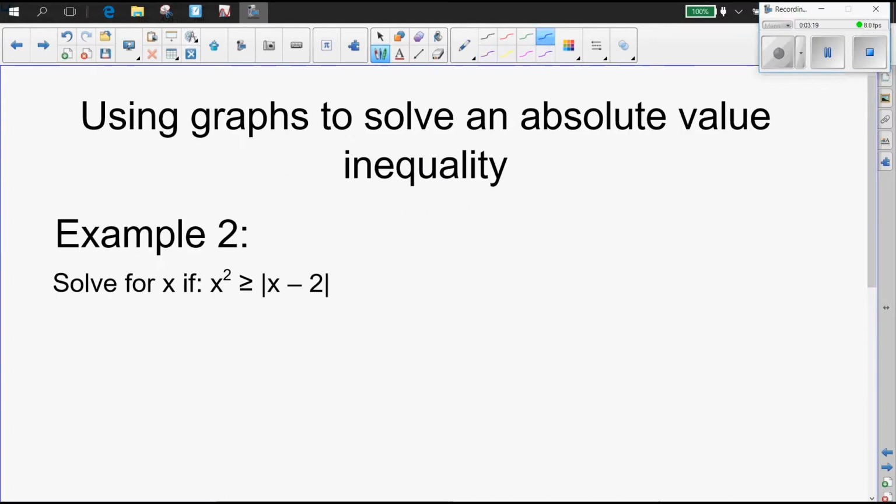Using graphs to solve absolute value inequalities, example 2. In example 2, we must solve for x, and we have the inequality x squared greater than or equal to the absolute value of x minus 2. So once again, we have two graphs that we're going to draw. The first one is y equals x squared. That will be the parabola. The second graph that must be drawn is y equals the absolute value of x minus 2. So let's draw these graphs.